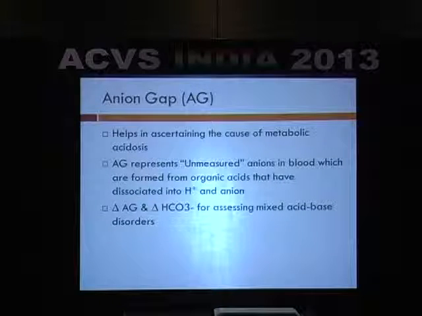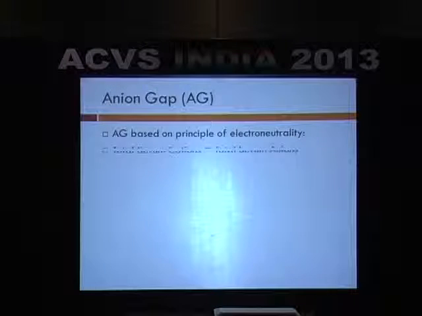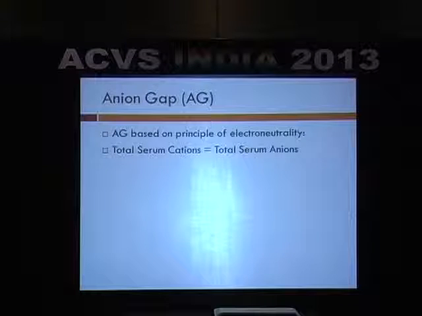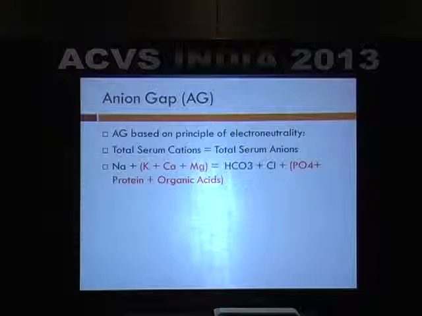So when we have this anion gap, it is basically based on the principle of electroneutrality. It means that the total number of serum cations is equivalent to the total number of anions which are present in the body. So what are the predominant cations which are present in the body? Sodium is the predominant cation, and the other cations being potassium, calcium and magnesium are present in small quantities.